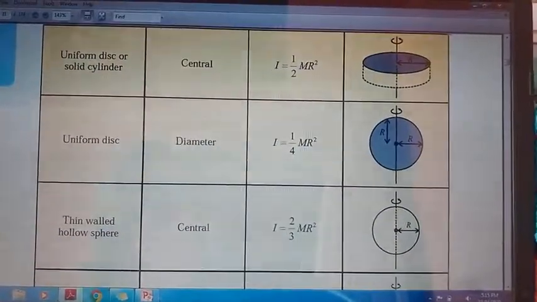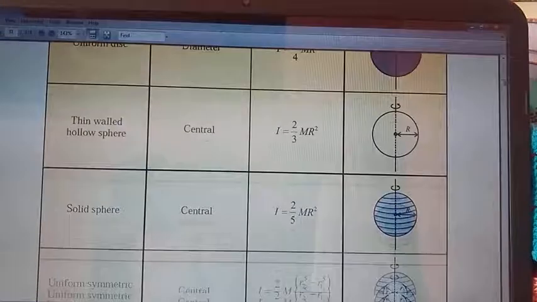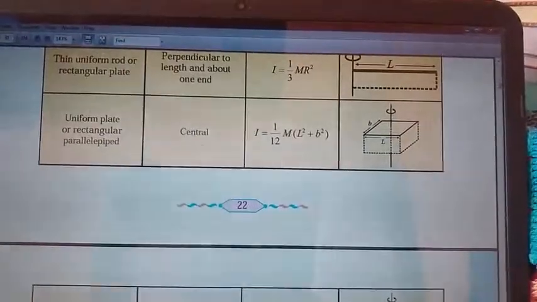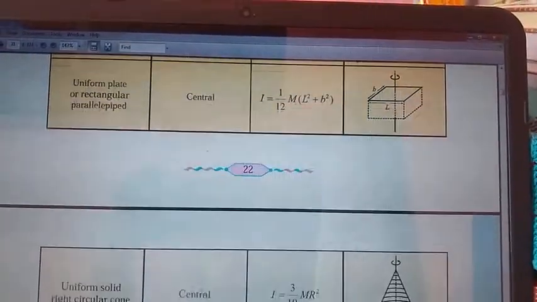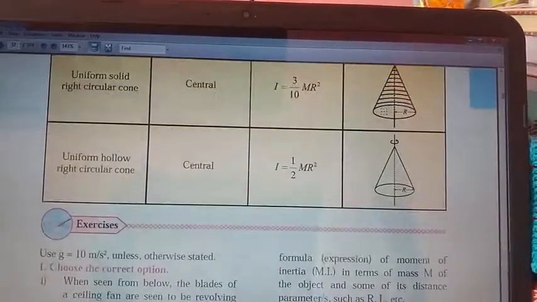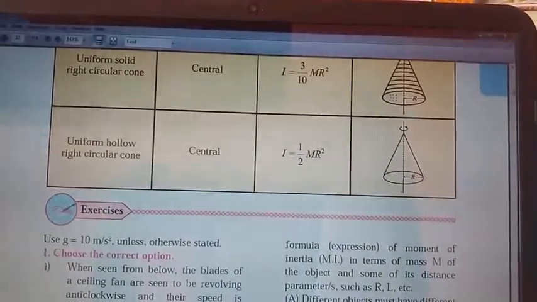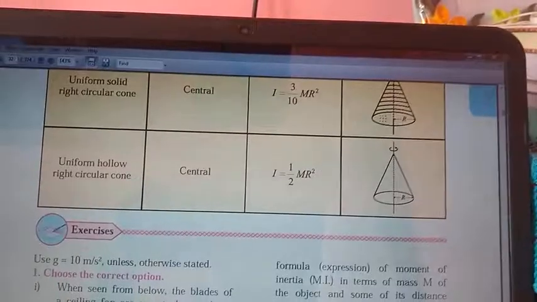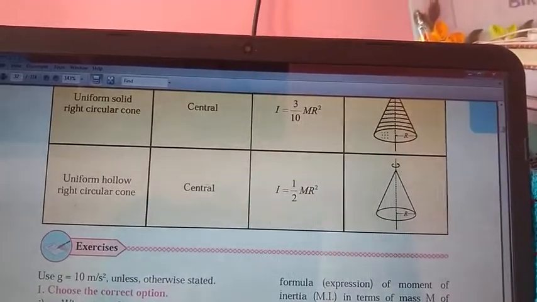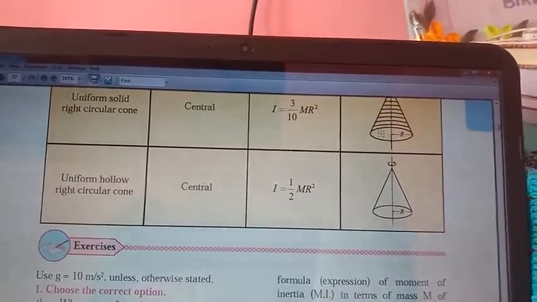So according to me, you should study these three tables thoroughly, and you should keep in mind all the formulas for moment of inertia of various types of objects. So these three tables will be a part of your self-study, as self-study is also very much important.